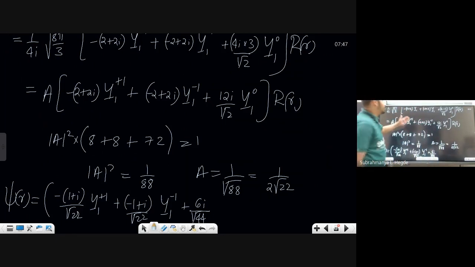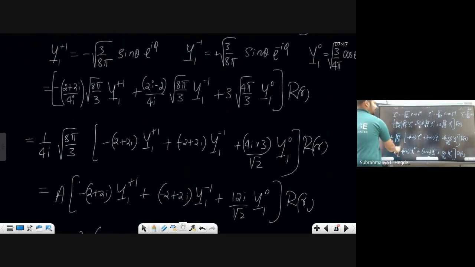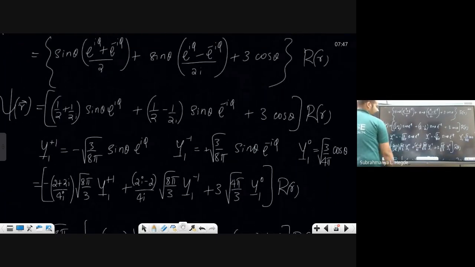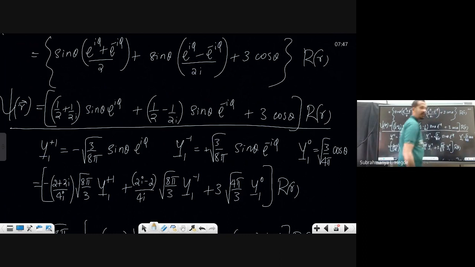If you do a measurement, an L square measurement, you could have stopped here itself. Why? These are all eigenstates of L square with quantum number L equal to 1. Am I right? Now, if you take an identically prepared system and do an L square measurement, what is the outcome?